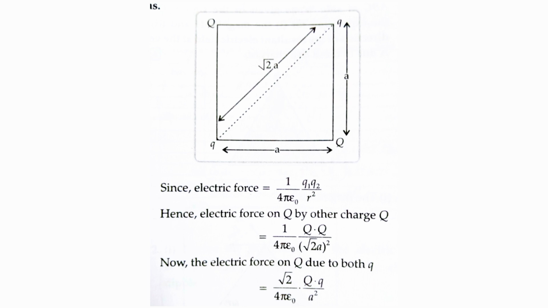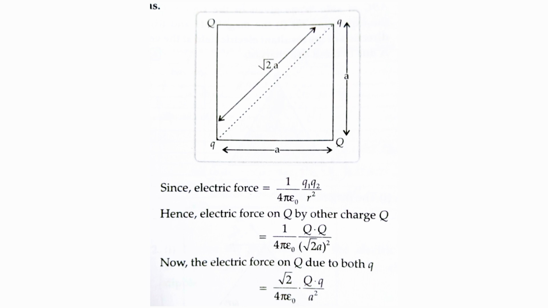Now we can find the electric force on capital Q due to both small q charges. These three charges will exert force on capital Q, so separately we have to find the sum. How can we find the electric force on capital Q due to both the small q charges? That will be 1 by 4 pi epsilon 0 root 2 into Qq by a squared.